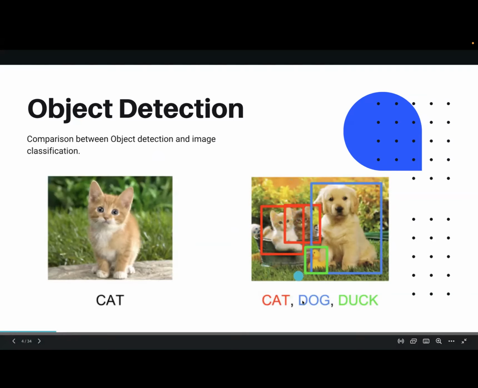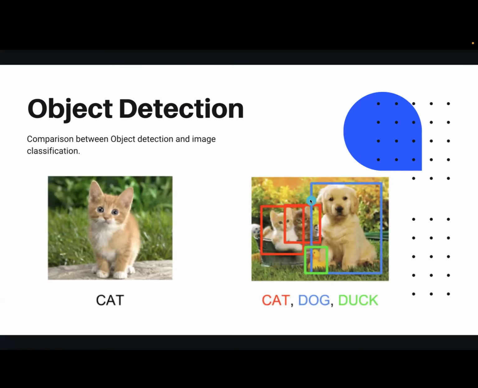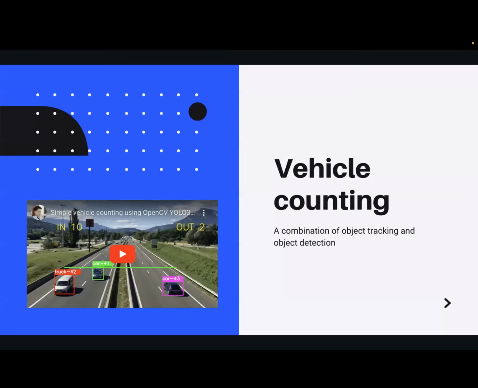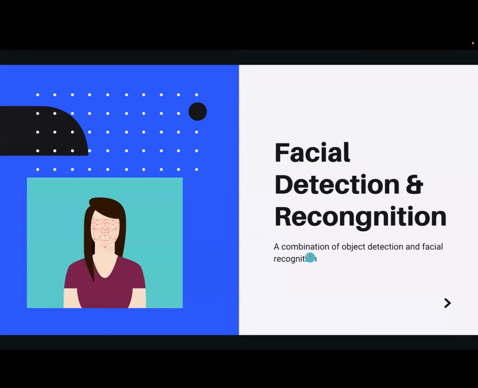So again, as we said, we will be trying to predict the location of the objects that we find in the image, as many objects as there are. Applications are endless, as we said: vehicle counting, facial detection and recognition. The facial detection part is easy because it's just detecting an object.